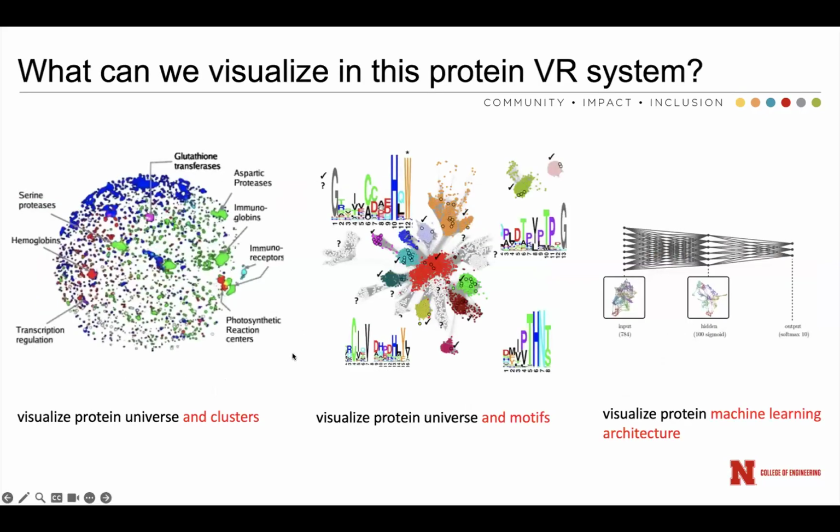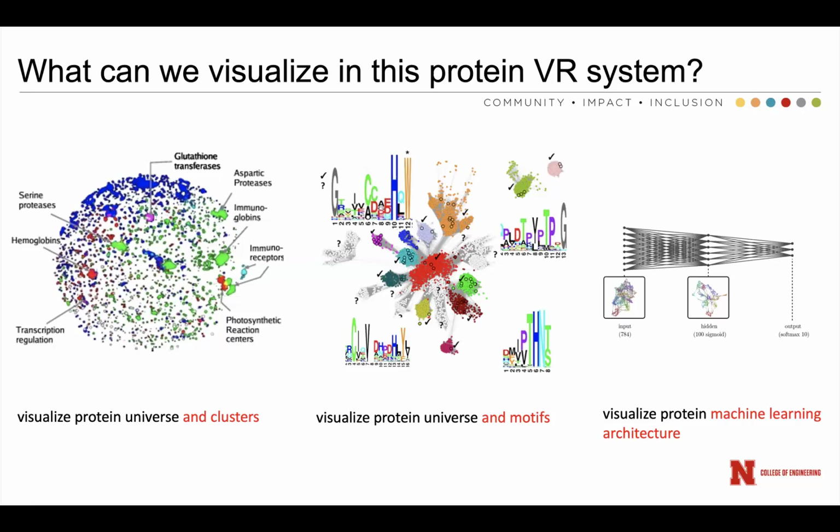So with a good VR system, what can we visualize on top of the protein universe? First, we can visualize the protein universe together with meaningful clusters. Theoretically, each cluster represents a meaningful protein family. Second, we can also visualize the protein universe with motifs. If a user clicks the red cluster, the user can see the common patterns of this red cluster as an important motif.